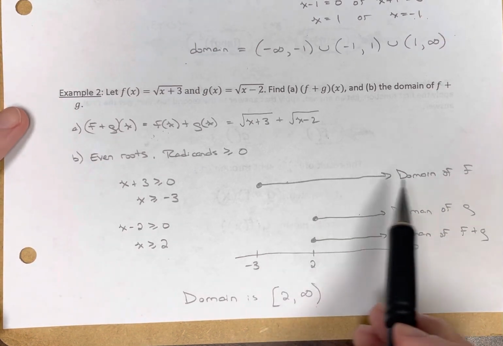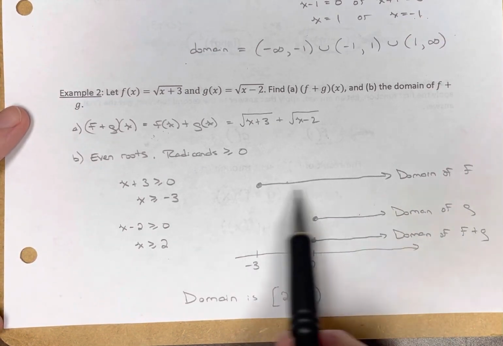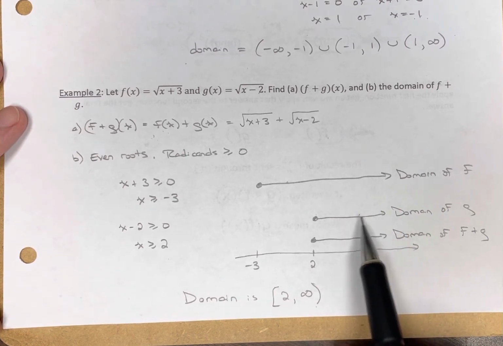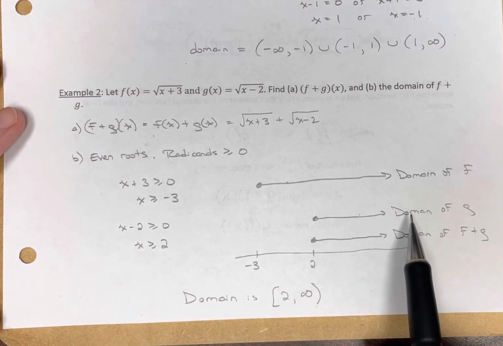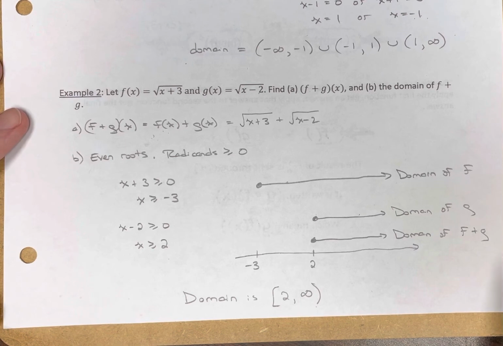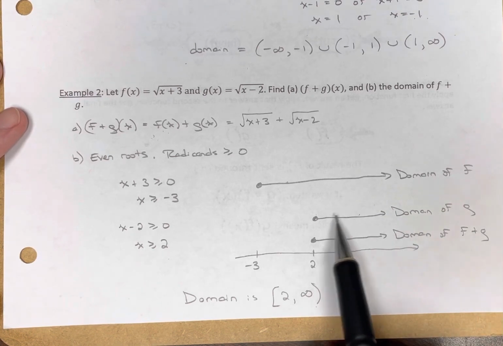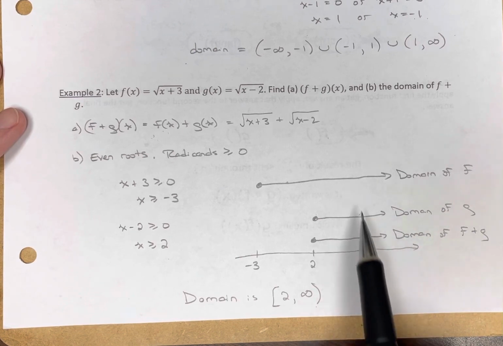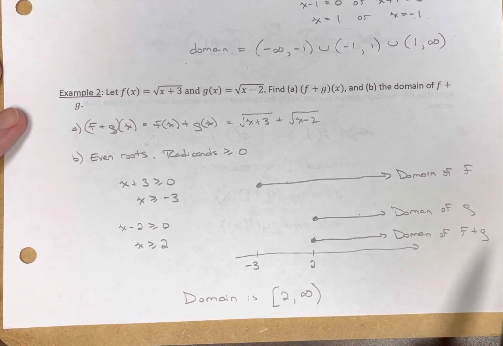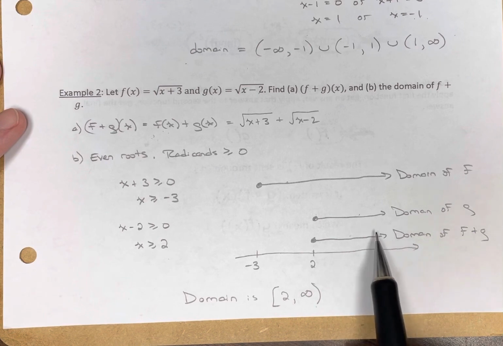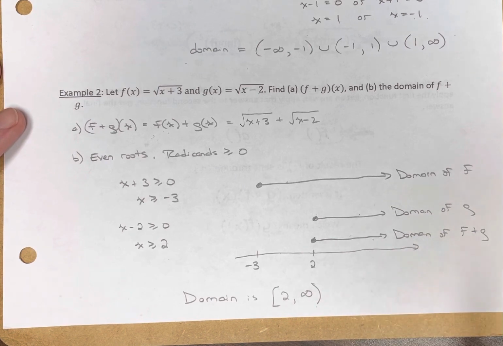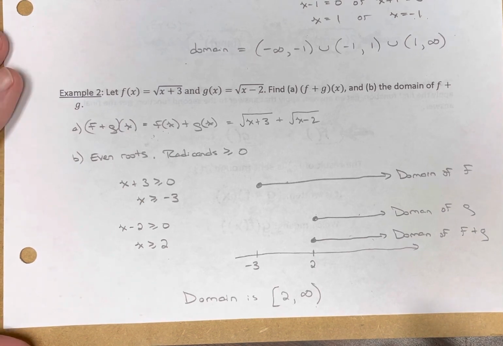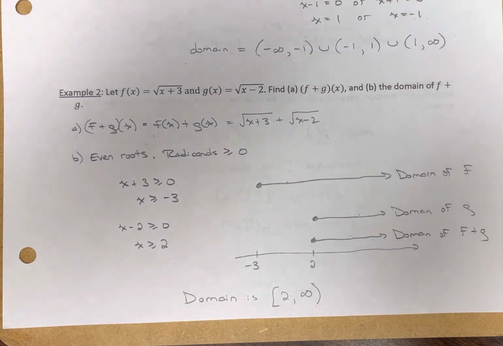Unfortunately, the domain of f doesn't really matter in this case because the domain of g is more restrictive than the domain of f. So we have to go with g's domain. We have to go with the most restrictive domain. The domain has to work for all functions involved. So this is the domain of f plus g right here. So there you have it. Keeping an eye on domains, again, with fractions and even radicals.